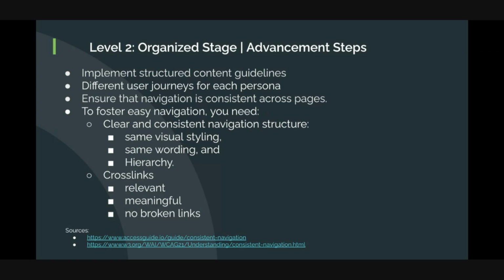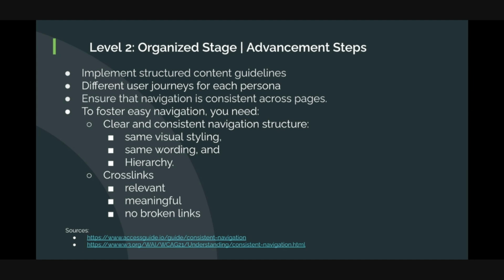So to foster their user experience, you need a clear navigation structure. To achieve this, use the same visual styling, use the same wording, and structure it hierarchically. For example, you could have a global navigation, which is visible on the top of the page, then in the form of a drop down, a secondary navigation, and going down to the lower levels. And also, you could use crosslinks to ensure navigation between related sections, but you have to make sure that they are relevant, meaningful, and of course, there are no broken links, because that way your users wouldn't reach the content they want to read.